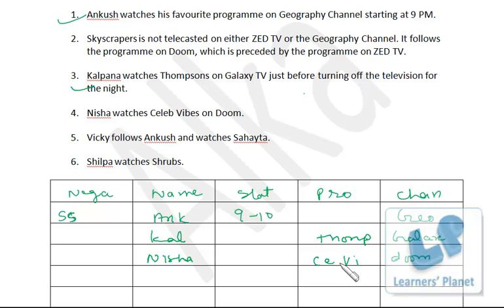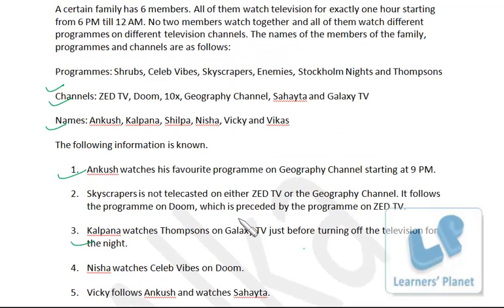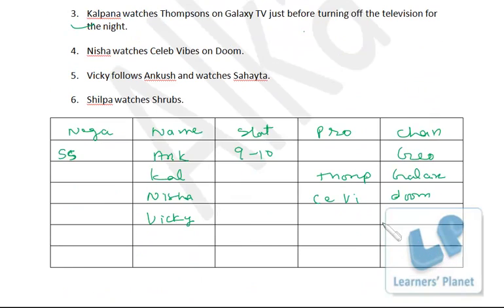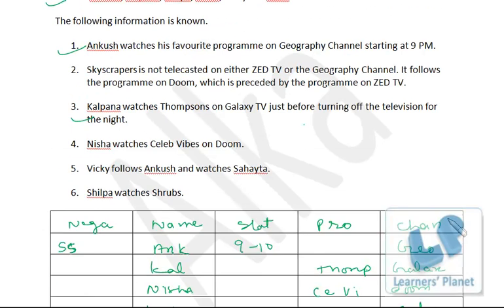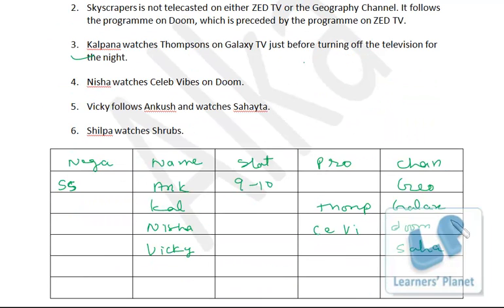Okay. Vicky follows Ankush and watches Sahayata. So the channel name is Sahayata. Sahayata, I guess, channel name. Yes. And then Shilpa watches Shrubs. Shrubs is the name of the program. Okay. So I just write Shilpa and Shrubs. Now the 6th person we are left with is Vikas.